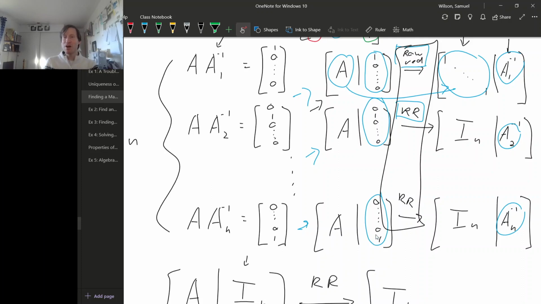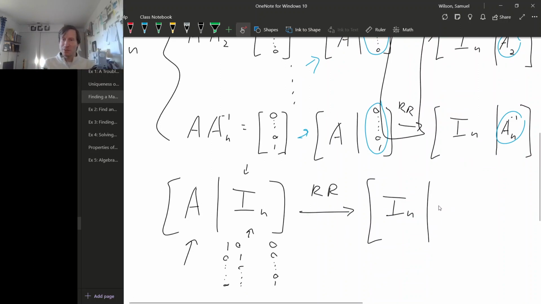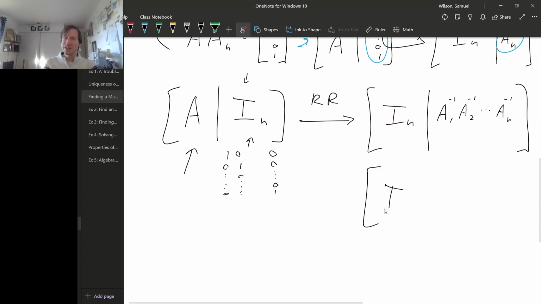What will show up in our columns? Well, for each column of the identity matrix, what shows up when you're done row reducing is the corresponding column of the inverse matrix. So what will show up here is the first column, and then the second column, and then the third column, all the way up to the nth column. In other words, when we're done with this row reduction, we'll have the identity on the left, assuming that the inverse exists, and on the right, well, when you put all of these columns together, you just get the inverse matrix.